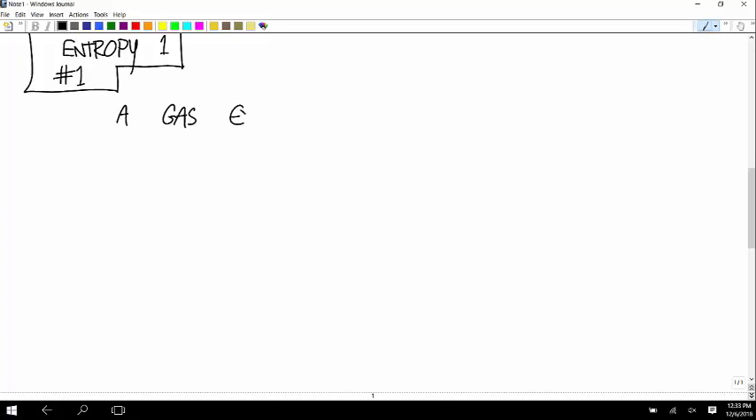a gas expands isothermally. What does isothermal mean? That's right. The temperature stays the same. It's an internally reversible process.